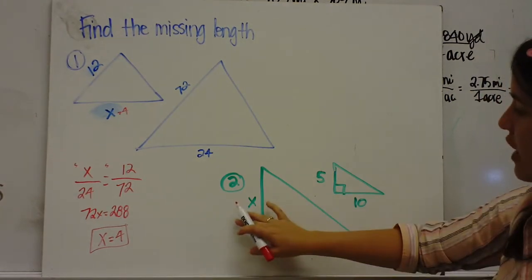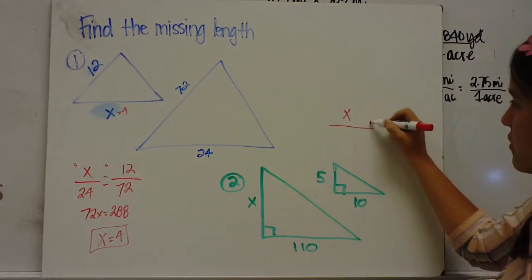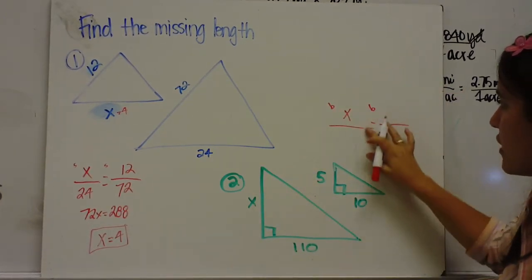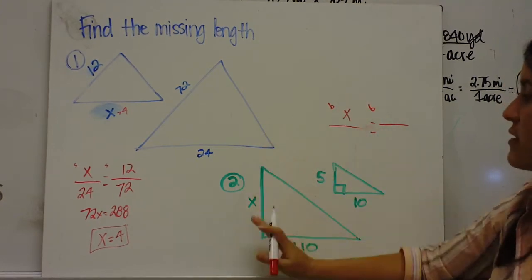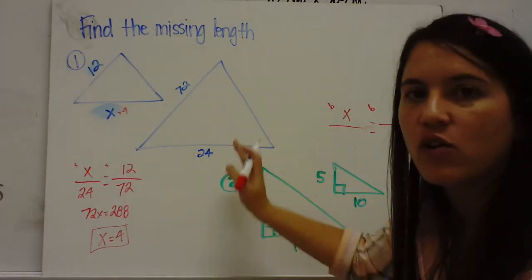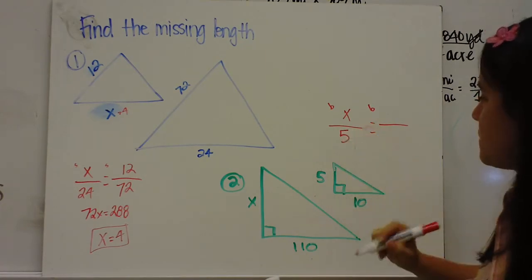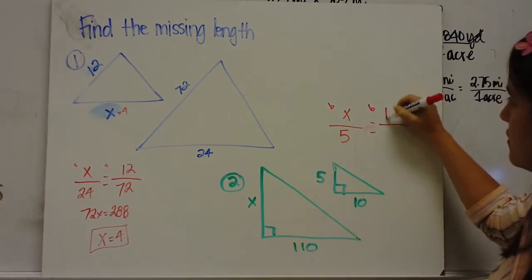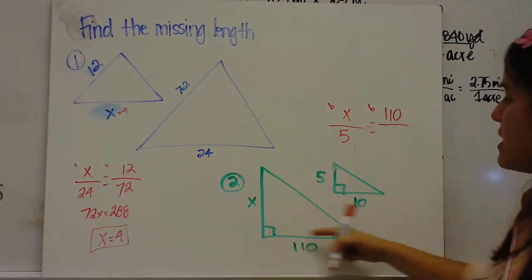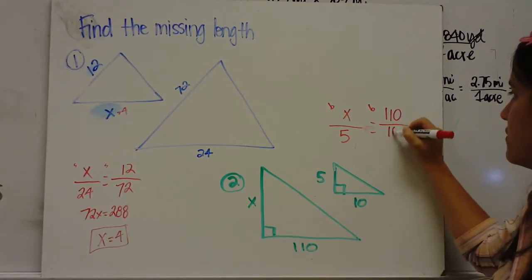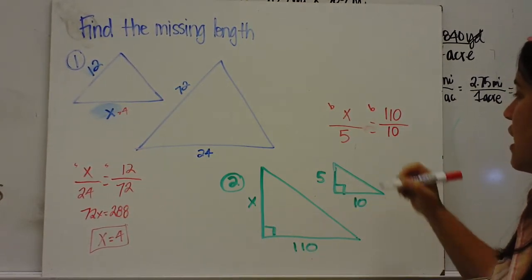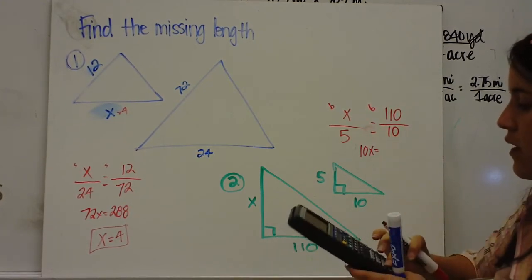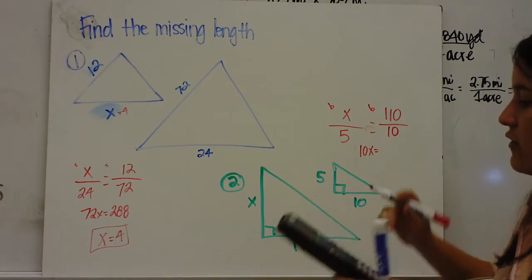Example number 2. I have an x right here, so I'm going to set up my proportion. I'm going to start with x. X comes from the big, so I want to keep my big shape on top. X is this vertical line, so I need to find the value that corresponds, and that would be 5. Another number from the big triangle would be 110, and 110 corresponds to 10. I would set up my proportion and cross multiply. X times 10 is 10x, and 110 times 5 is 550.